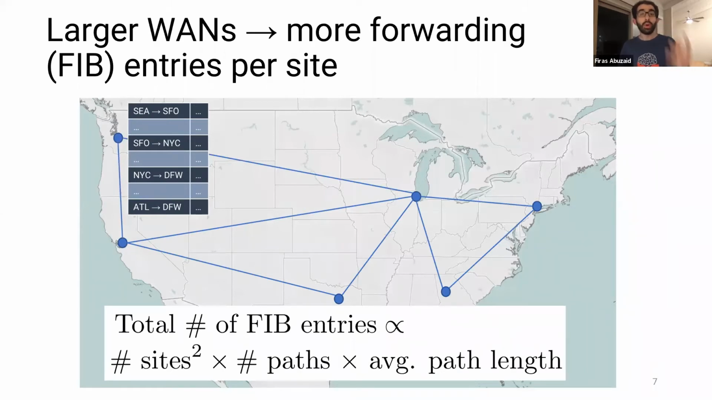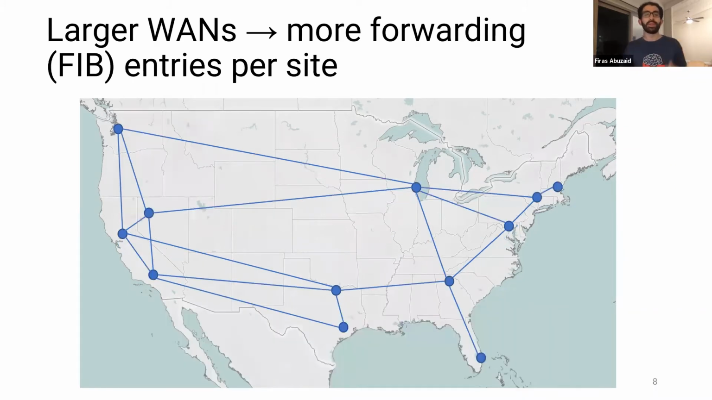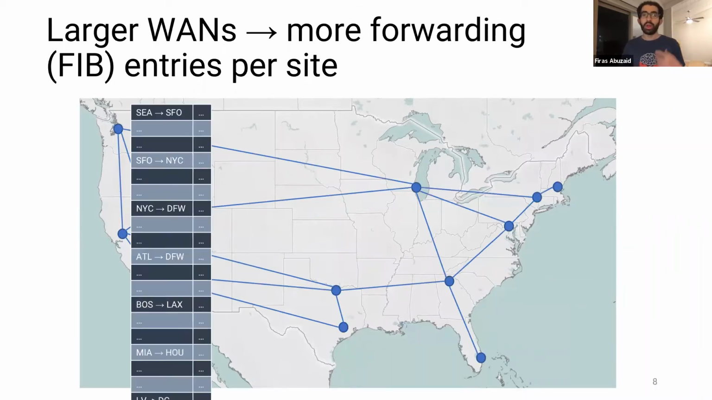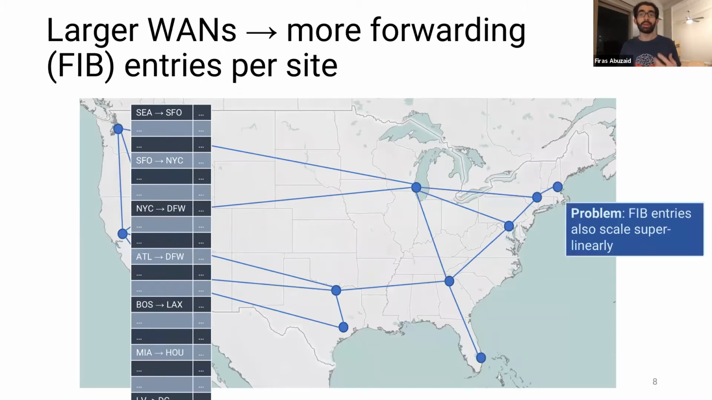So therefore, the total number of FIB entries is proportional to the number of sites squared times the number of paths times the average path length. So what happens when we double our network size, say to 12 sites and 18 links? Well, the number of FIB entries starts to blow up. It also scales quadratically with the number of sites in the WAN. More FIB entries requires more ternary content addressable memory, or TCAM, which ultimately leads to higher costs.